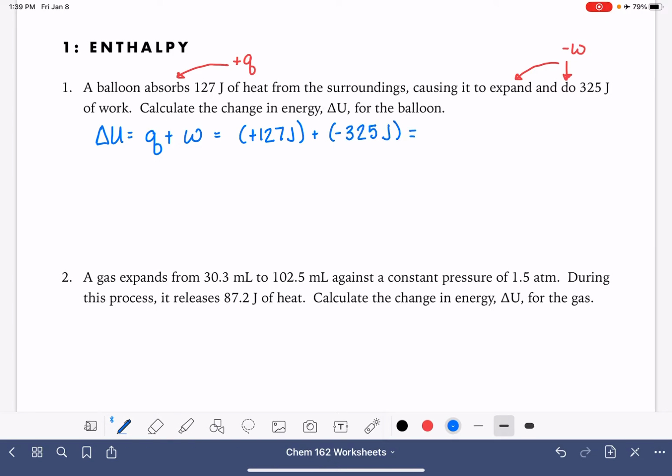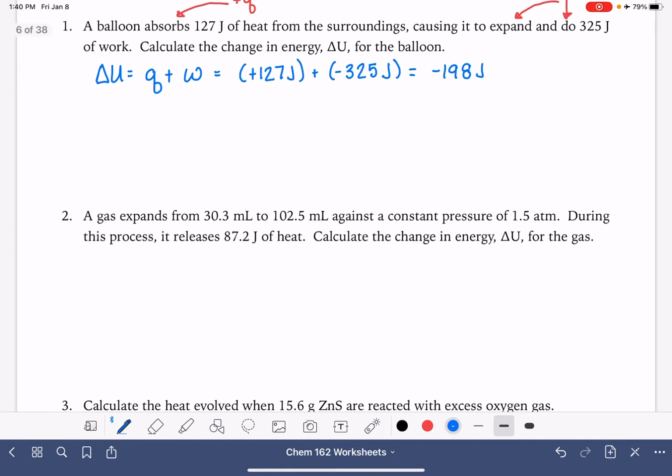So all we have to do is add these up and get our value of delta U. 127 minus 325 is negative 198 joules. The next problem is pretty similar.